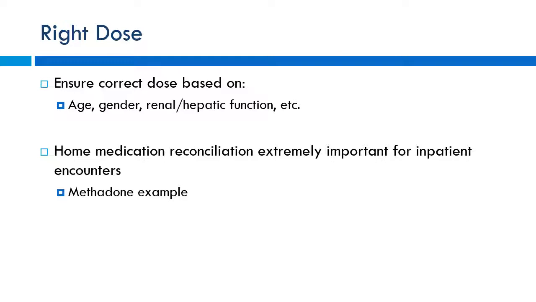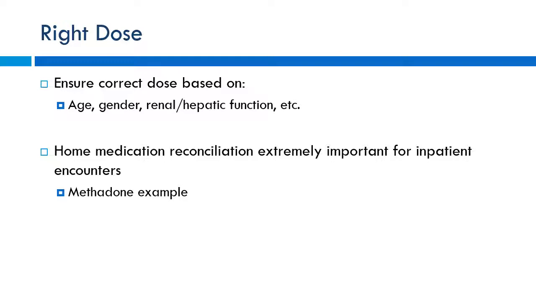Other things, so the right dose. Make sure we're making the dose correct based on the age of the patient, the gender. Gender doesn't factor in too often, but the renal and hepatic function, etc. These are important things you want to look at proactively whenever you're ordering a medication for patients. And that's why home medication reconciliation is super important for those inpatient encounters, right?